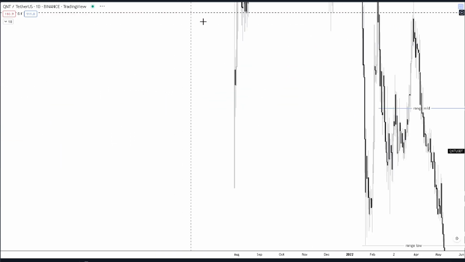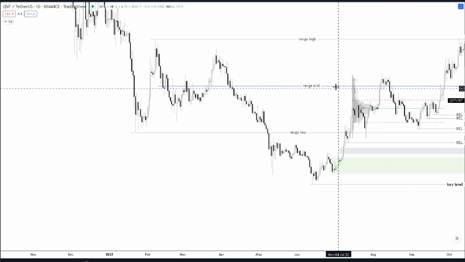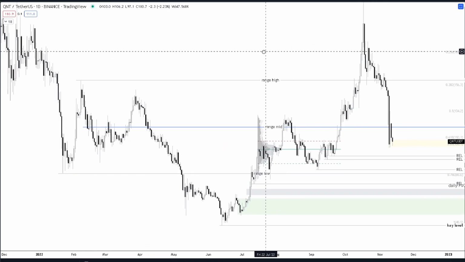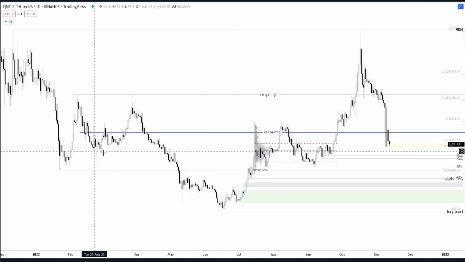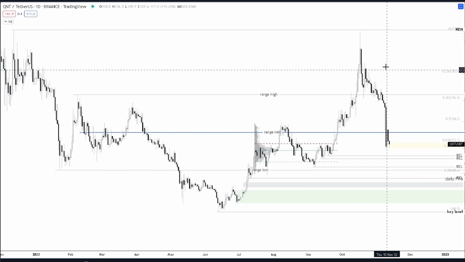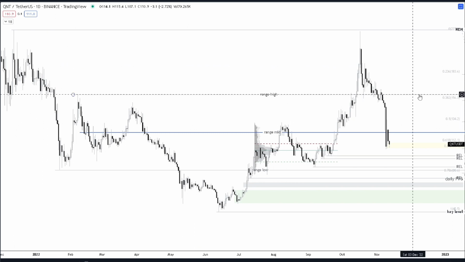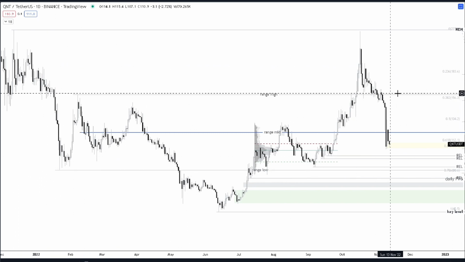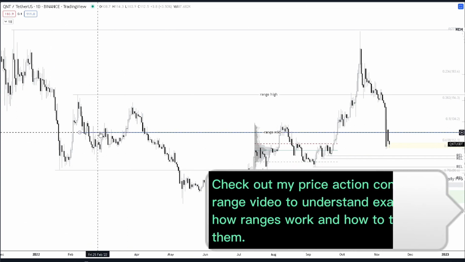So always start on the daily here. We'll zoom out a bit and get the bigger picture of what's going on with Quant. Quant might seem like it's going everywhere, but it's actually been behaving rather well. And this is what I mean by that. We actually have this macro range going on, where this is the range high, this is the range low, and then this is the range mid.